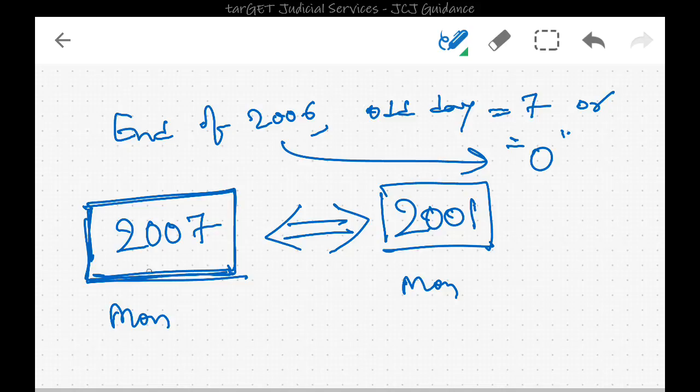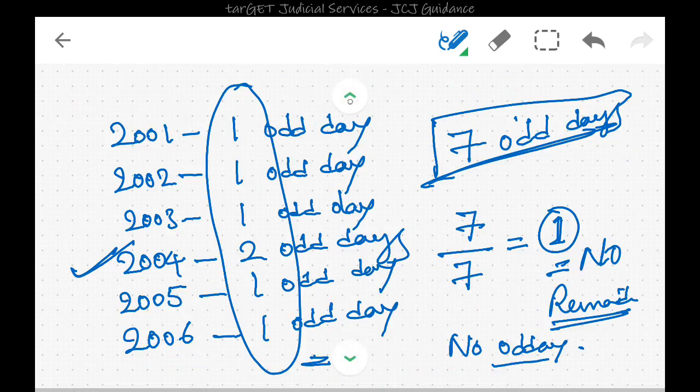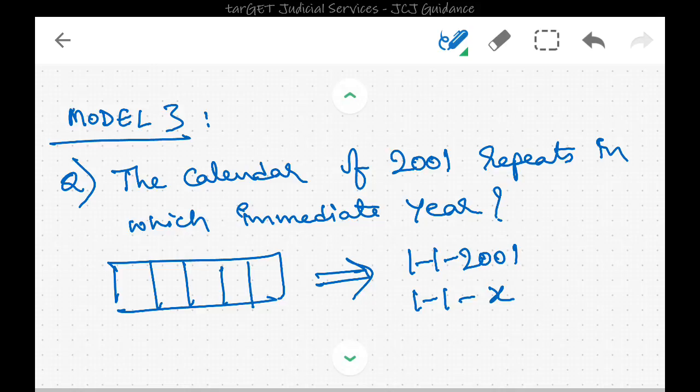And as both these years are normal years, and neither is a leap year, there is no chance of the calendars varying. Once the first date, January 1st, falls on the same day, both the years will have the same calendars because both are normal years. So this is how you have to find your answer. Model number 3.